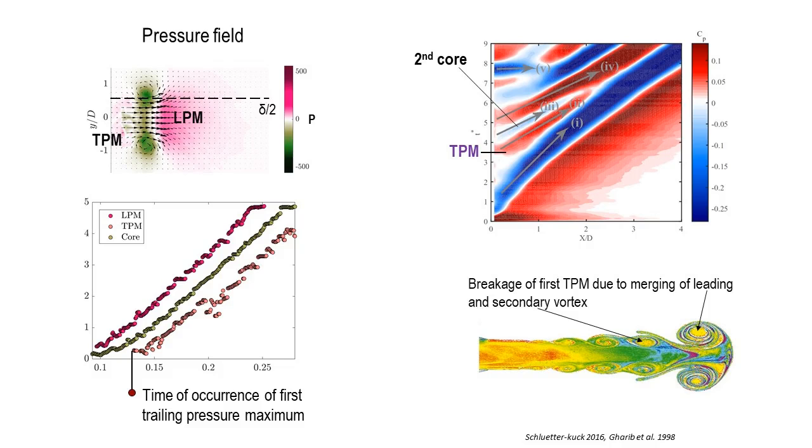Immediately after vortex merger, we notice the formation of a secondary trailing pressure maximum behind the secondary, now merged core, and this trailing pressure maximum moves with the vortex ring across the field of view. The fact that the first trailing pressure maximum breaks makes the occurrence of a trailing pressure maximum a sufficient but not necessary condition for pinch-off.